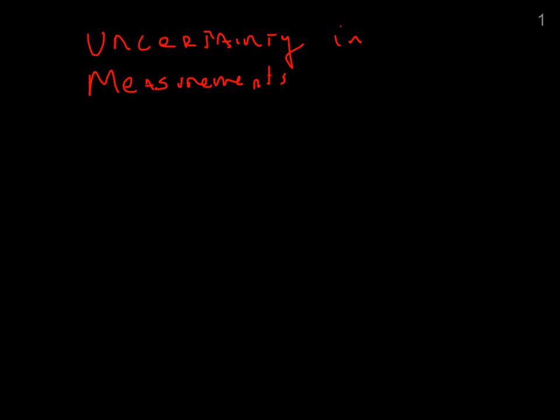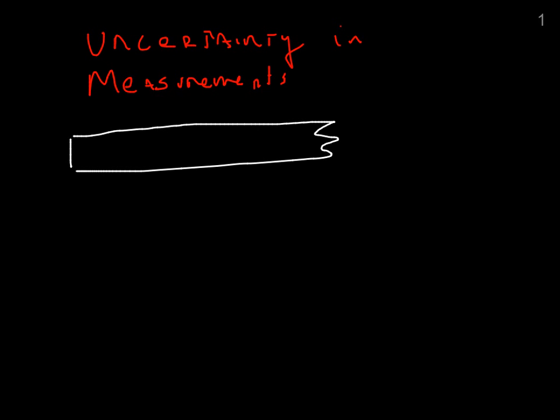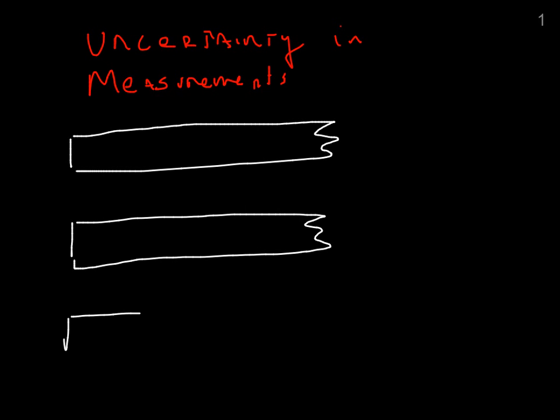And what we need to do is figure out a way that the reader who is looking at that number will understand whether it's a good ruler or a bad ruler. And so that brings up this idea of uncertainty in measurements. So what I'm going to do is draw 3 rulers. Okay, here's the first ruler. Here's going to be the second ruler. Here's the third ruler.